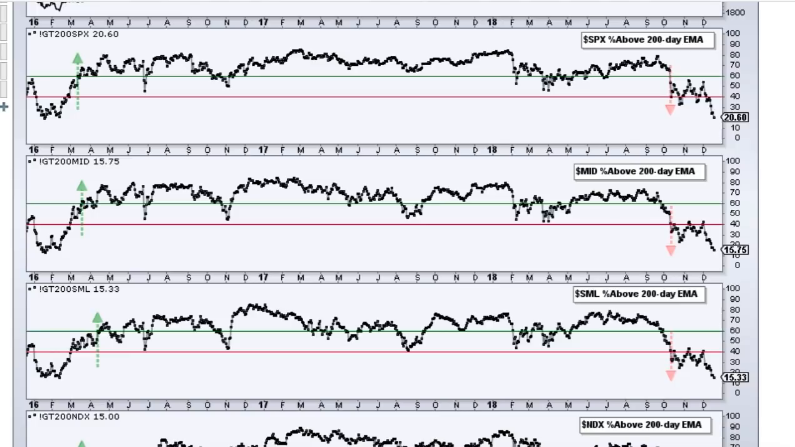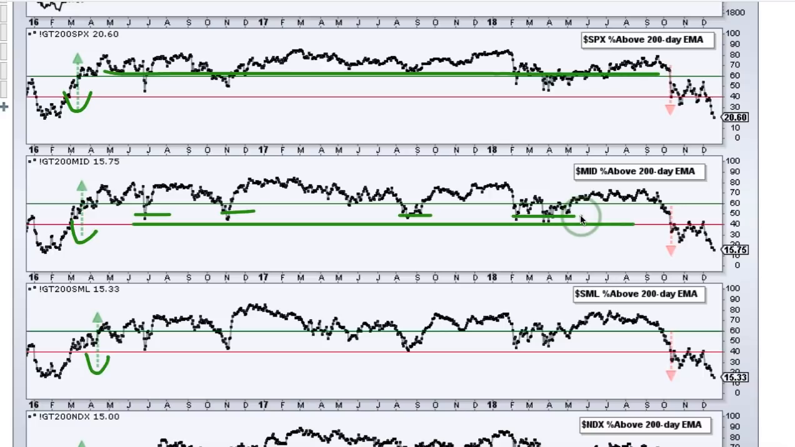Now, if we look at this indicator, we can see that we had bullish signals there in March in large caps, mid caps, and then in April, small caps. And these signals remained until October. None of them broke below that 40% threshold. So a bullish signal is the move above 60%. And I don't use 50% because you get too many whipsaws. You get a lot of moves above and below that 50% line.